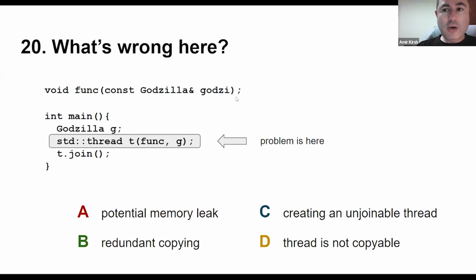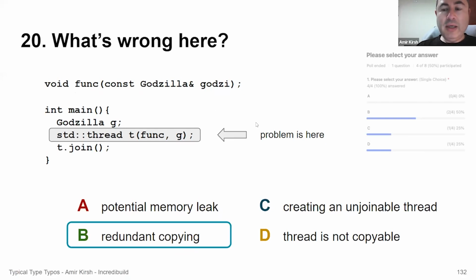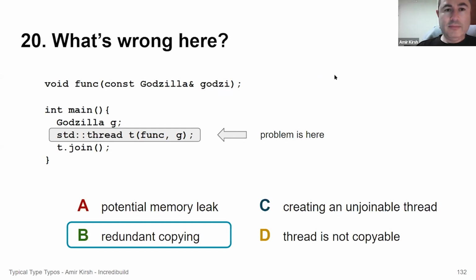What do you say? Okay, so most of you say B, redundant copying, and you are right. The redundant copying here is because when you send something to a reference in a thread, it is not actually being sent as a reference. It is being copied. Now, since I get it as a const ref, it is able to take a temporary copy. So it would compile, but we would have a redundant copy here.